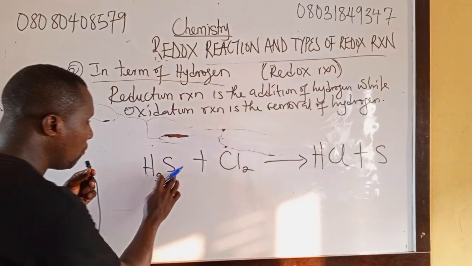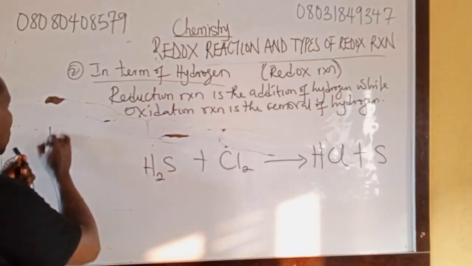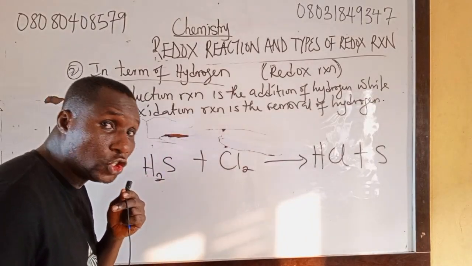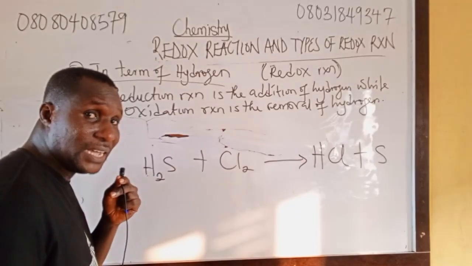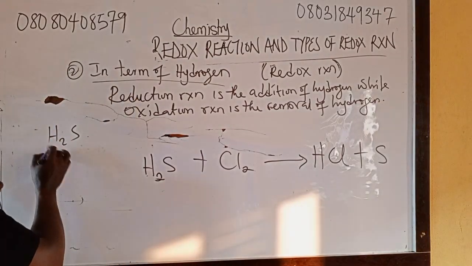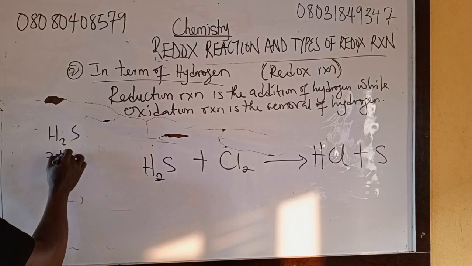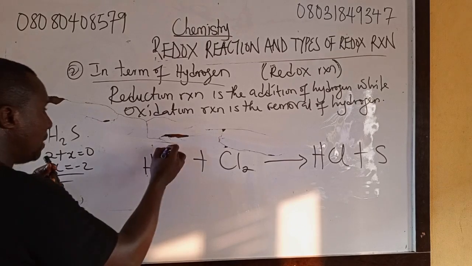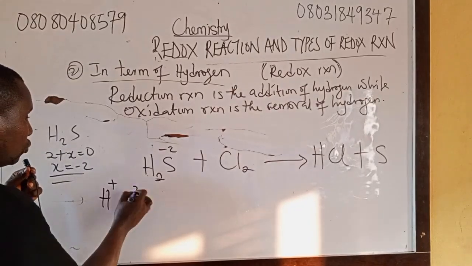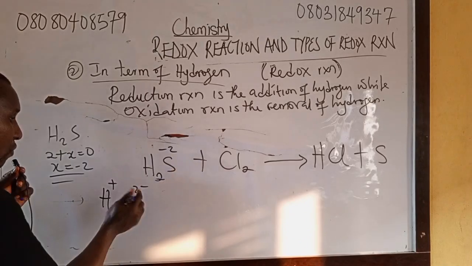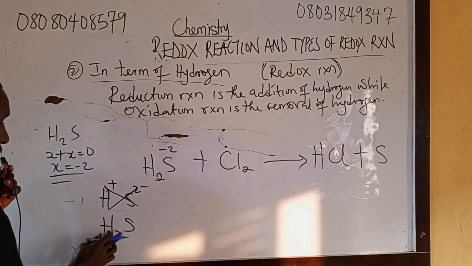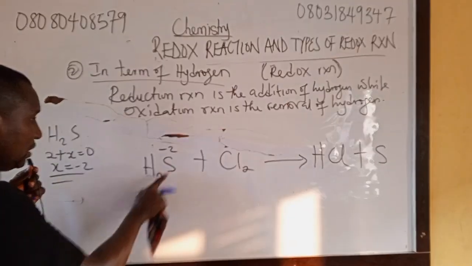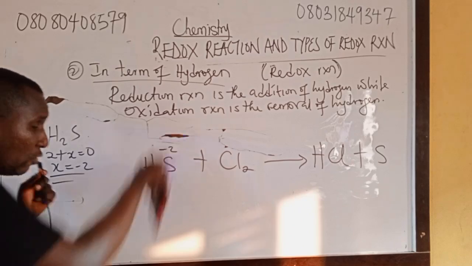What is the oxidation number of sulfur here? The oxidation number of sulfur when you have H2S. Don't forget, oxidation number of hydrogen is +1, except in metallic hydride, that is -1. Here, the oxidation number of hydrogen is +1. 1 times 2, 2, plus sulfur, X, equals 0. You have S equal to -2. The oxidation number of sulfur is -2. The owner of these two is sulfur, which is -2. Take note.